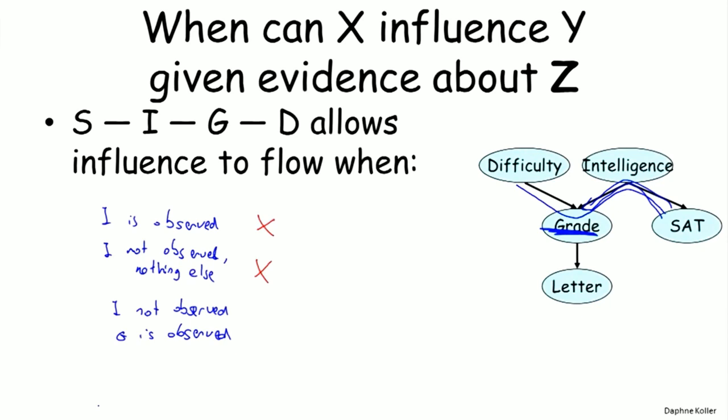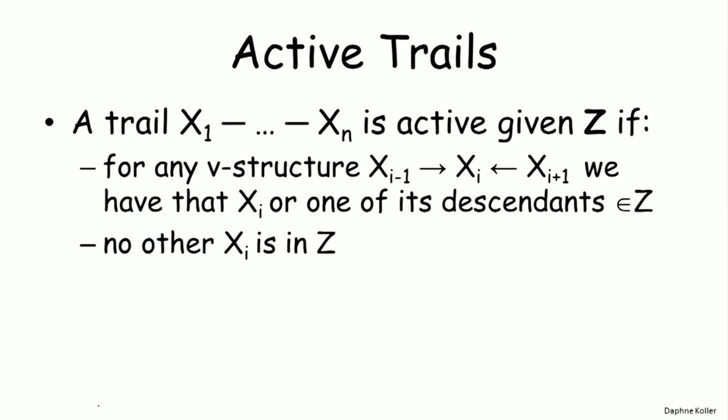So how do we turn this into a formal definition? We have that a trail, x1 up to xn, and this should have been k here as well, is active given z if, and we have two cases. First, every V structure needs to be activated. And the only way we can activate a V structure is if xi or one of its descendants is observed. So this is activate V structure.